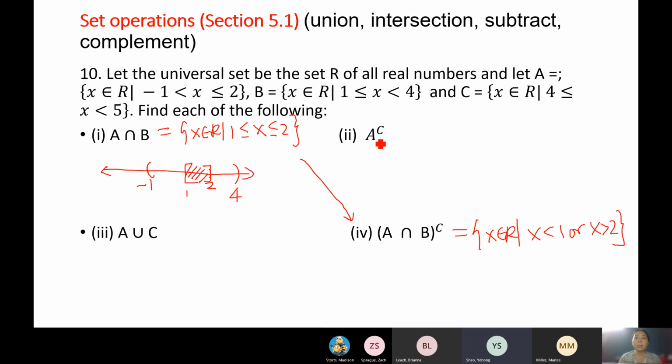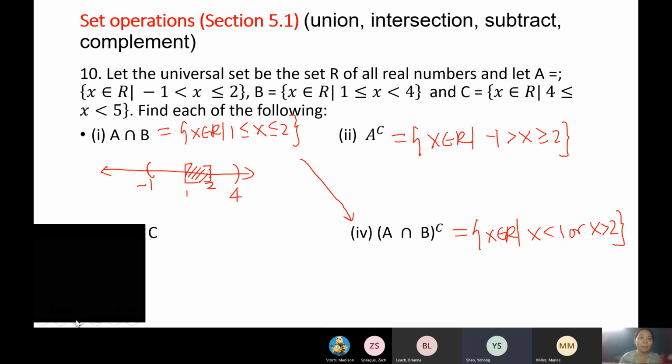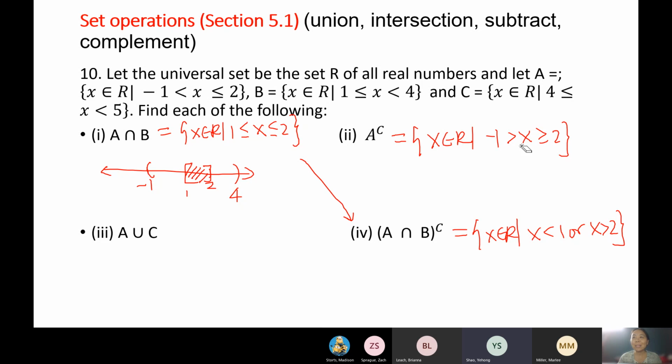Okay, so similarly, you can do the complement of A. Complement just means anything not in A, so outside of A. By the way, when you write it, actually, you can just switch it like this, flip the sign, and that would be the answer, right? Oh wait, I'm sorry. You cannot do that. My bad. This is not correct.